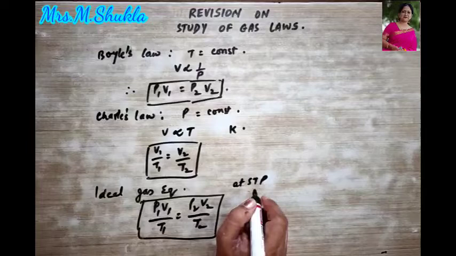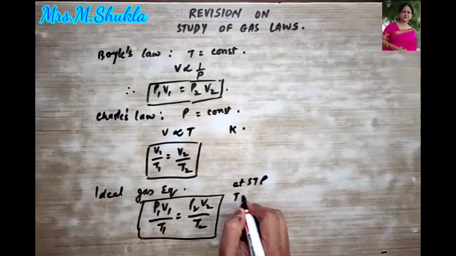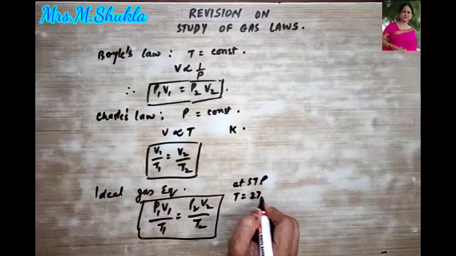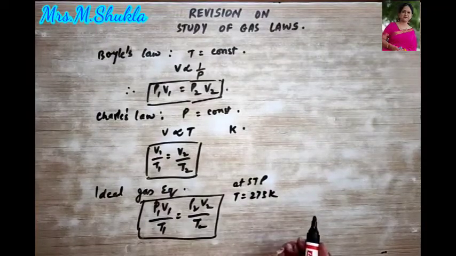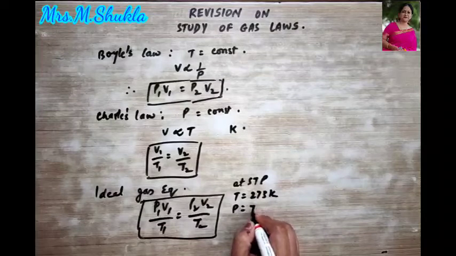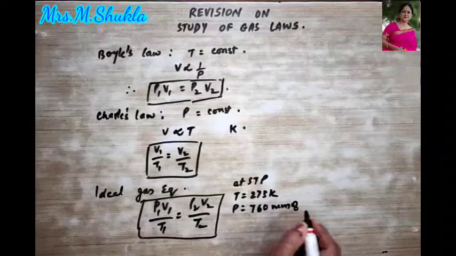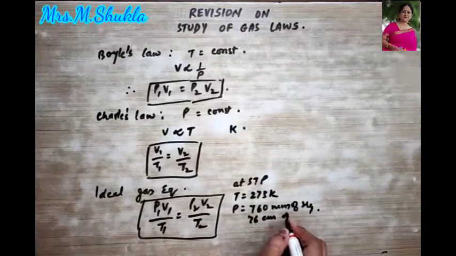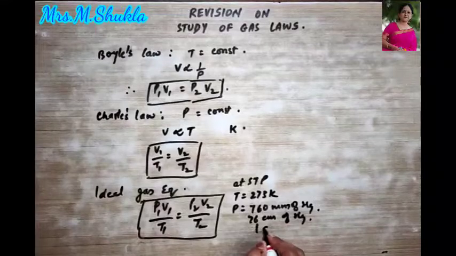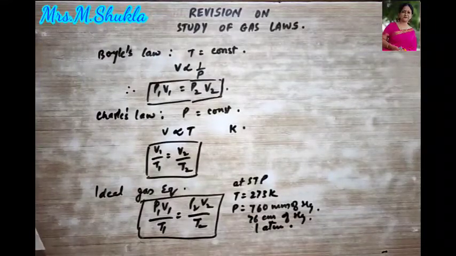What do we mean by STP? Standard temperature and pressure. What is the standard temperature? Standard temperature is 273 Kelvin. With Kelvin we never put a degree sign over here. And the standard pressure is 760 mm of mercury, or 76 centimeters of mercury, or 1 atmosphere. These are the constants of pressure.